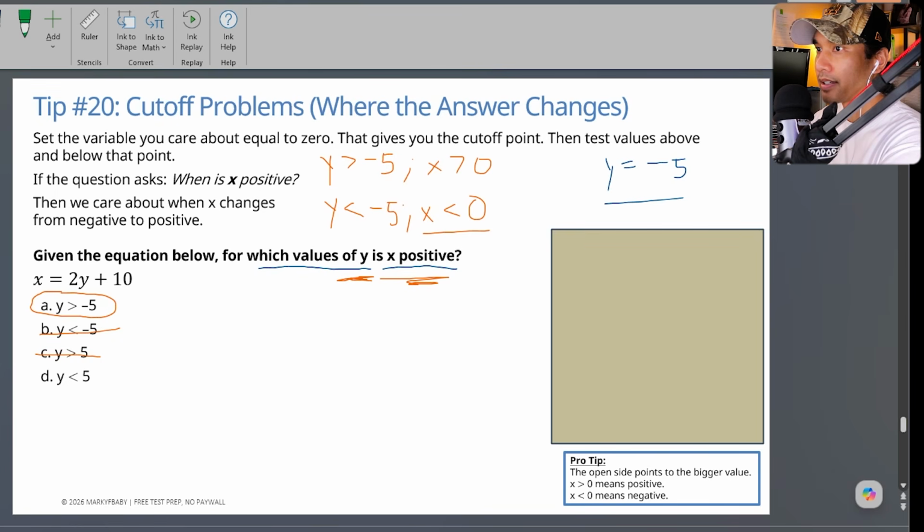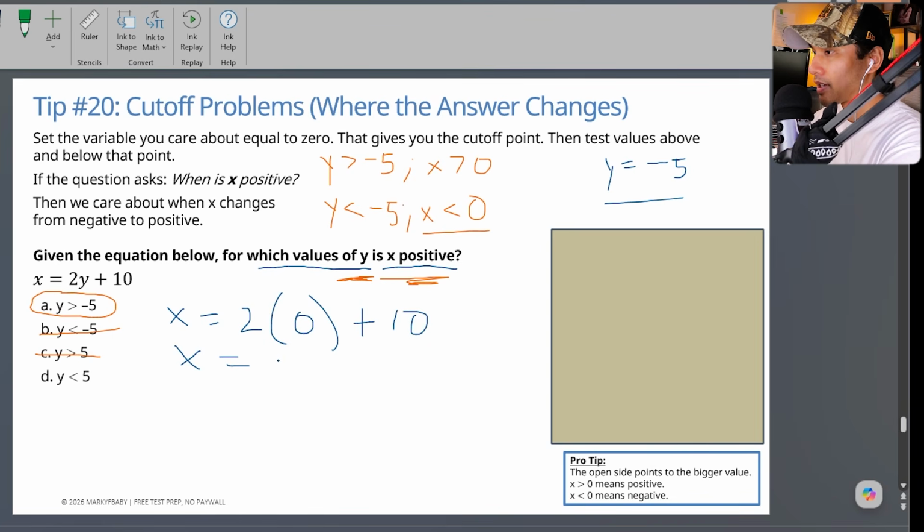We make this in blue. So we have x equals 2(0) plus 10, right? x equals 0 plus 10, and then we have x equals 10. Well, that's a positive number, right? And that fulfills it a little bit.